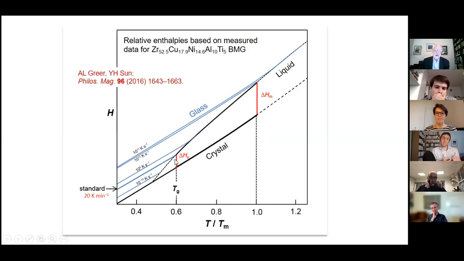You, of course, depending on your cooling rate, would have different energies of that glassy state. And here I've just given a little calibration of cooling rates over some 23 orders of magnitude or something, so more actually. But anyway, we'll say a bit more about those later.